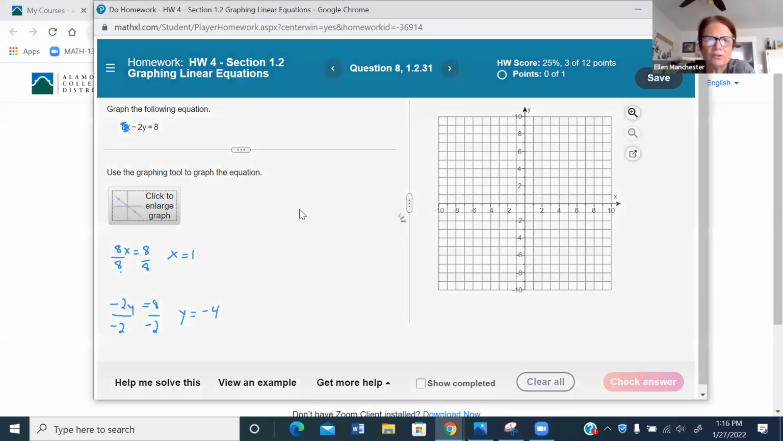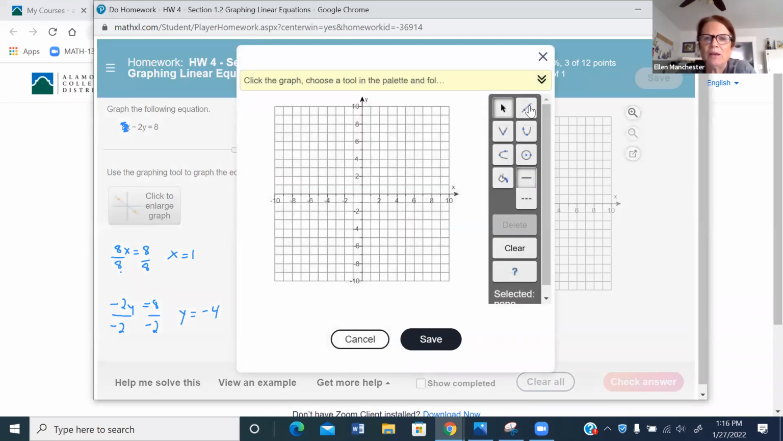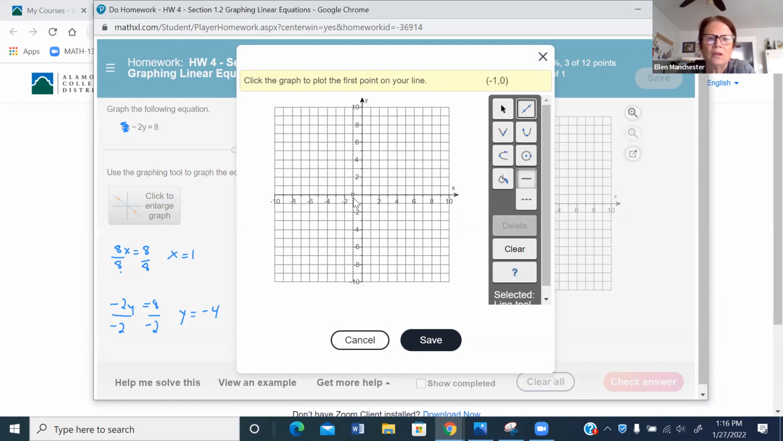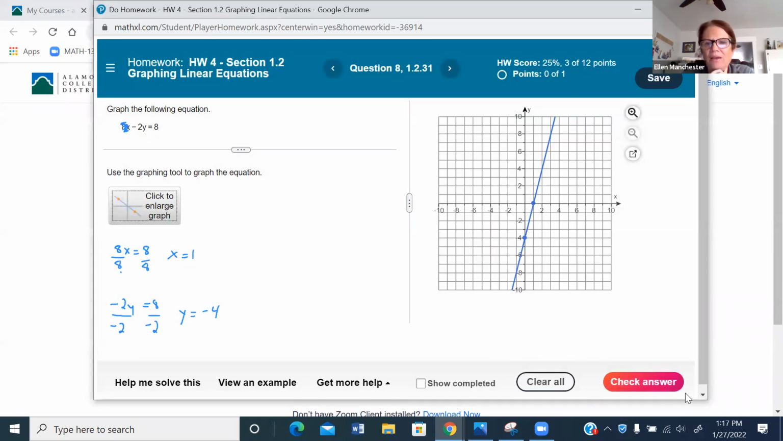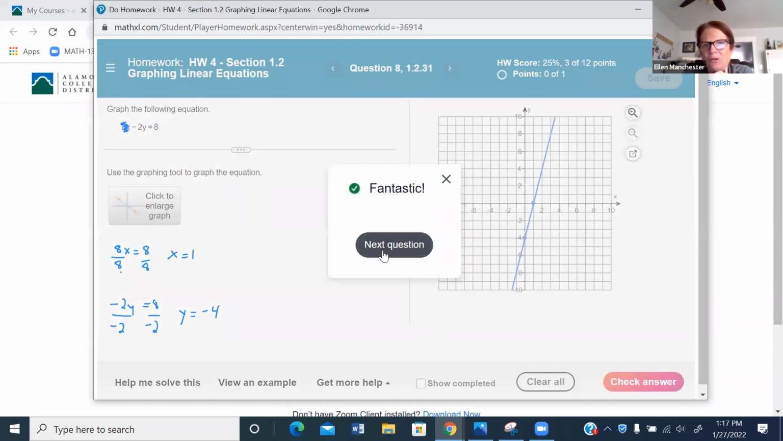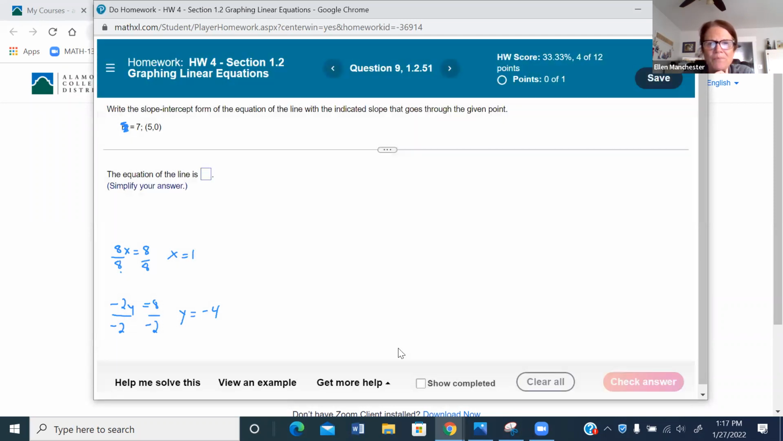Now I'm going to click to enlarge. I pick up my line tool. I go over to x equals 1, click, down to y equals -4, click. It's orange. I need to click one more time to get it blue. I hit save, check my answer, and I'm good to go. Okay, erase that. So you're going to see that this becomes quite natural for you.